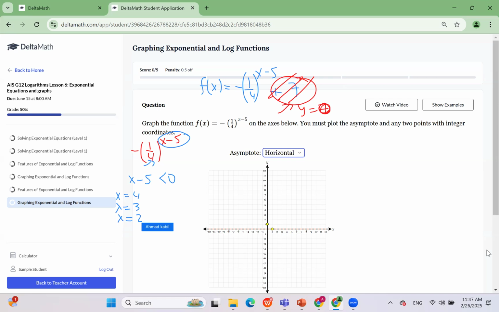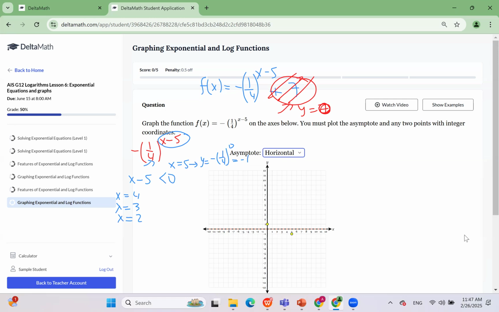All of these would have possible integer numbers, as well as x equals 5 itself, because x equals 5 just gives you 0. So you get negative 1 over 4 power 0. So y equals negative 1 over 4 power 0, which is just negative 1. So we can just drag the yellow dot to 5 and negative 1, like this.